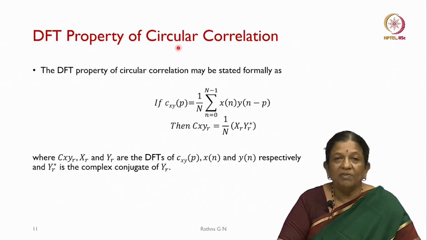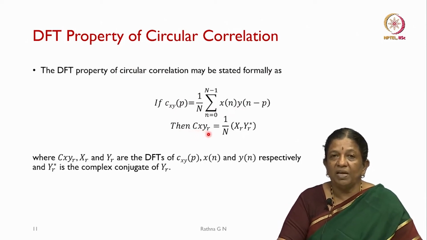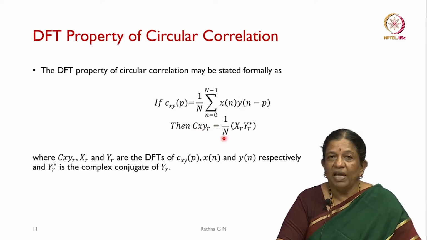Now we will see some of the DFT properties of our circular correlation. Just as we did for the convolution, we will do it for correlation. So, what does it say? It may be stated formally as follows: if our Cxy of p is given by this equation, then we call it the correlation Cxy of r, which is equivalent to 1 by N, Xr into Yr conjugate. So, the multiplication is Xr with Yr conjugate, scaled by 1 by N.